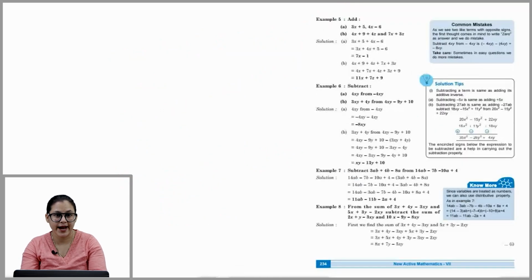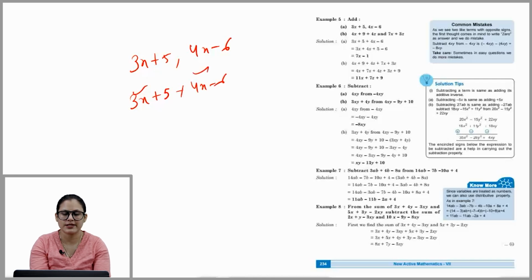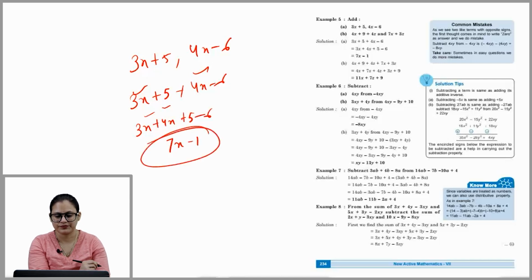Example 5, add. You have to add 3x plus 5 and 4x minus 6. So let's add 3x plus 5 plus 4x minus 6. We will first combine like terms, 3x plus 4x plus 5 minus 6. 3 plus 4, 7x minus 1. Okay.